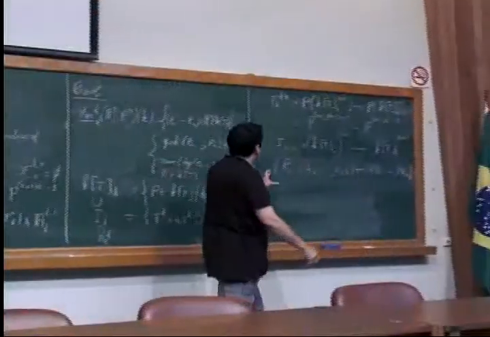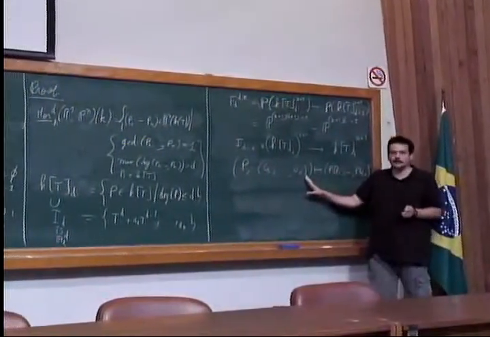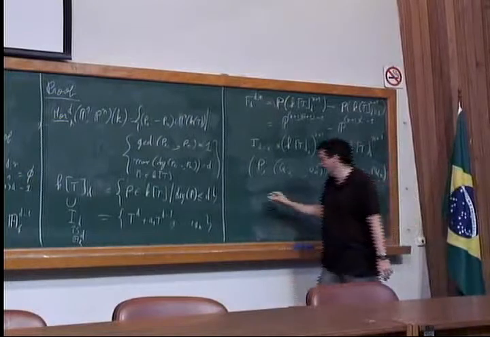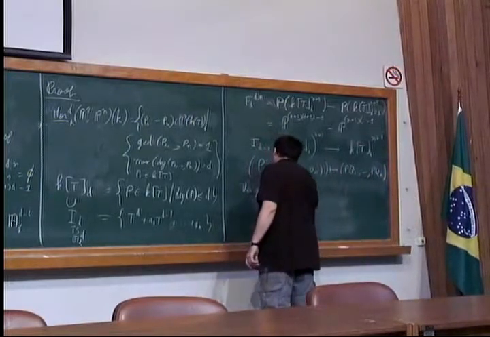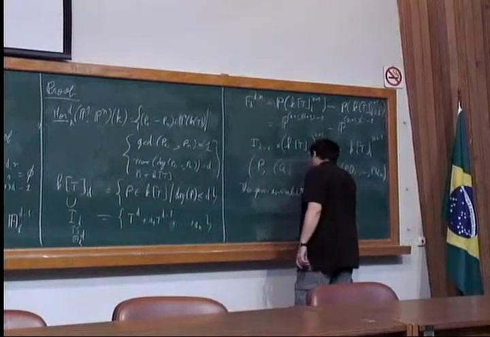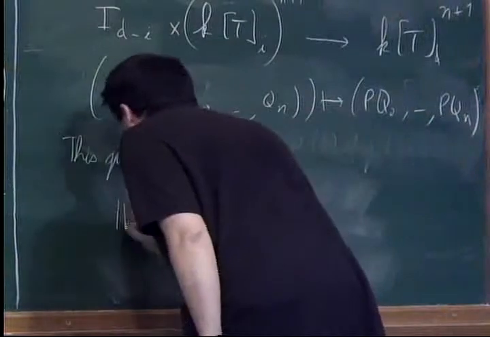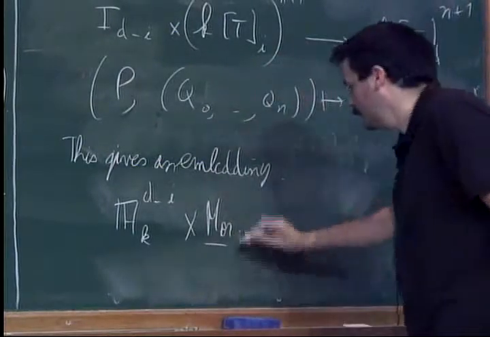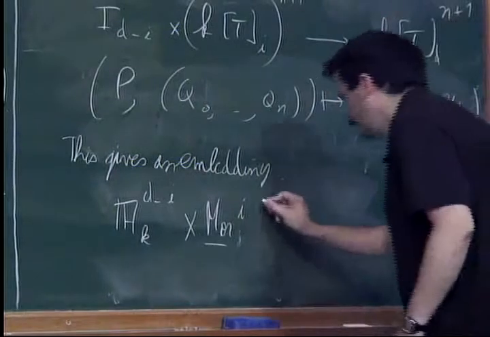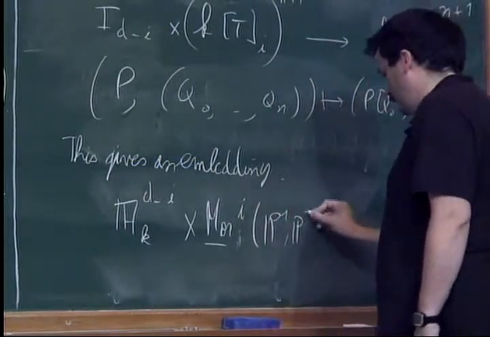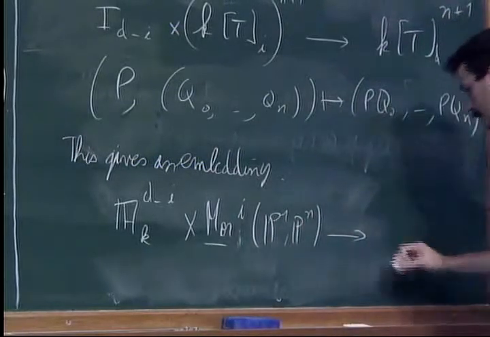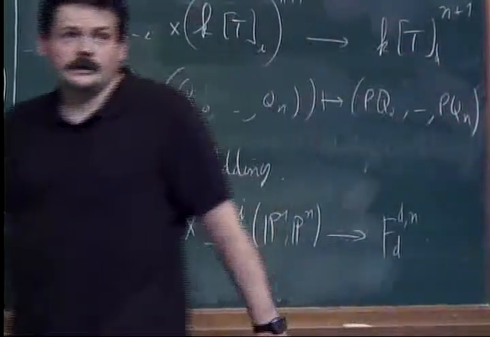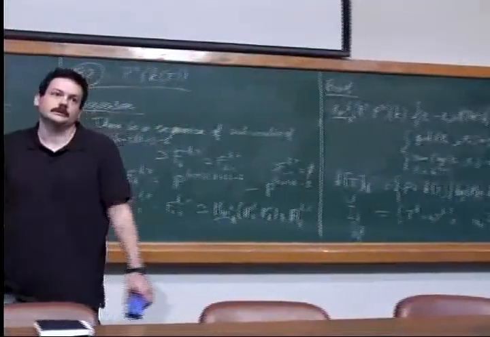Okay, and if I start with polynomials here, which have GCD equal to 1, I'll get that the GCD here is exactly equal to P. So this gives an embedding of the affine space of dimension D minus I times the scheme of the morphism of degree I from P1 to Pn into, in fact, it goes into Fd dn. And the Fd dn is exactly the disjoint union of the images of these maps.